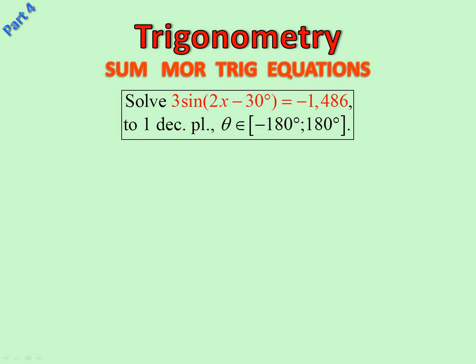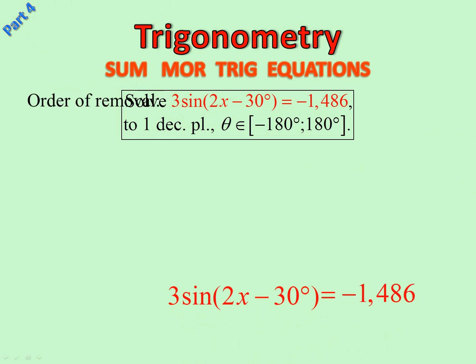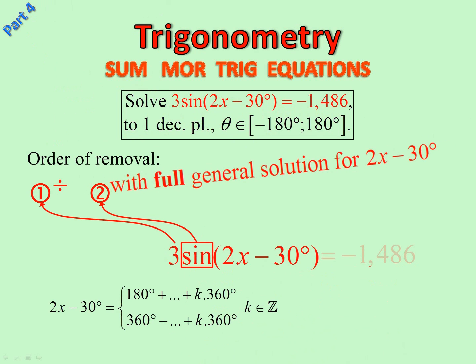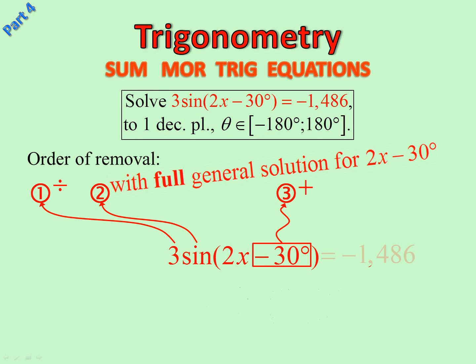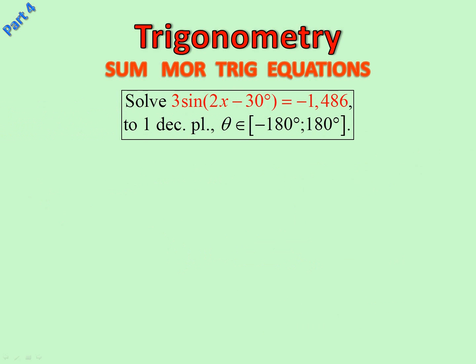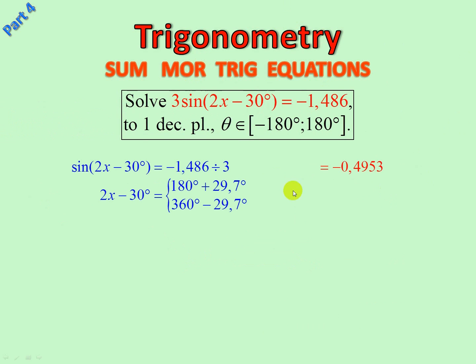A bit more. 3 sine 2x minus 30 degrees equals that. So first step, I'm going to get rid of the 3. There we are, full general solution. That next, and that last. So therefore, we're going to say, divide by 3, get rid of the 3, which is that. Then I'm going to find general solution for 2x minus 30.